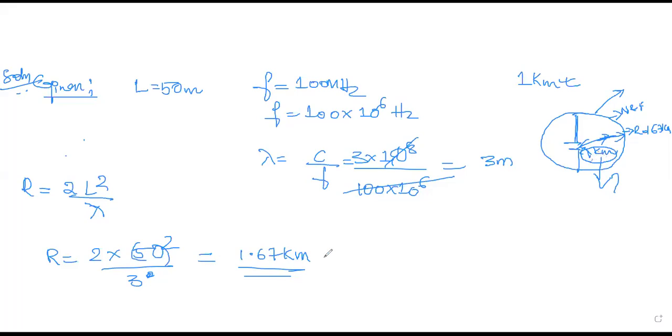Near field. Since the distance at which your field is measured is less than 1.67 kilometer, it is near field. So write down under your answer: since the distance at which the field is measured is less than 1.67 kilometer, it is near field.